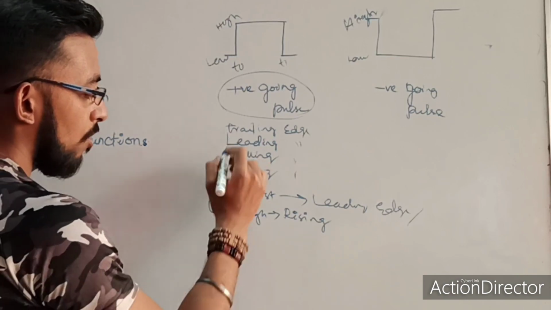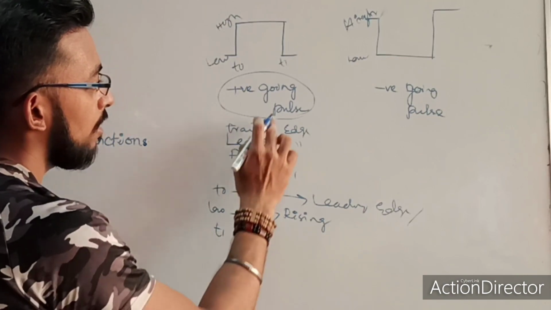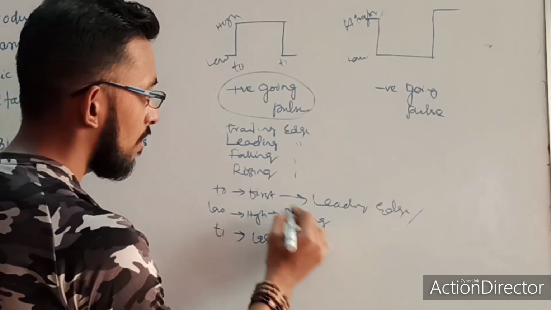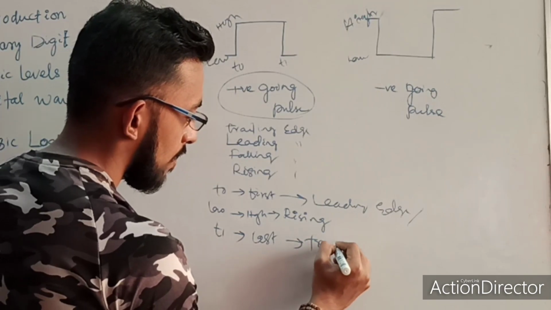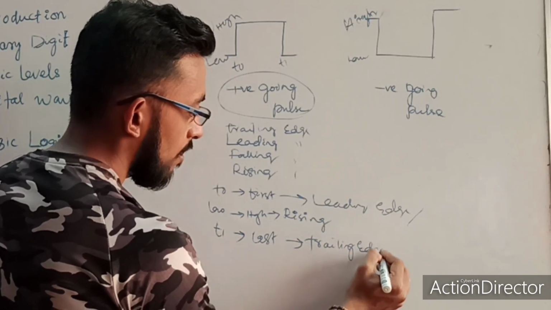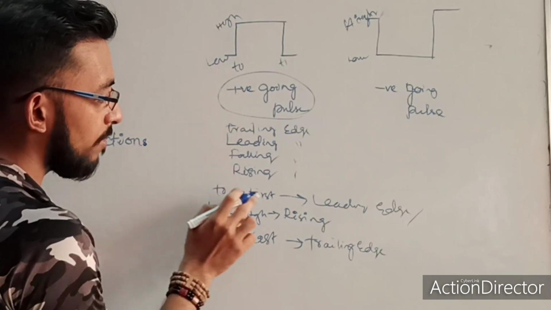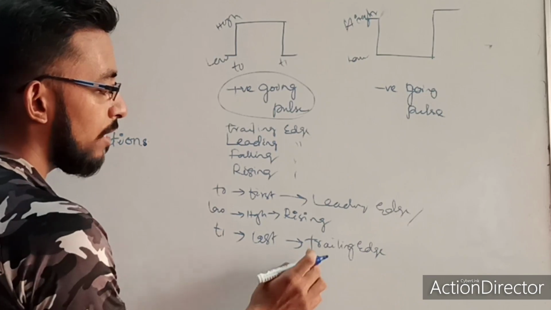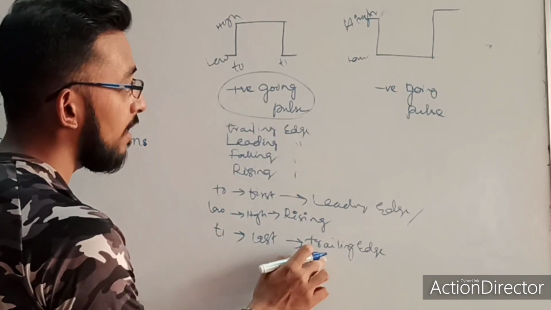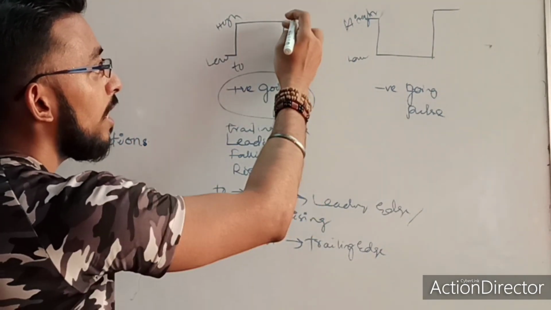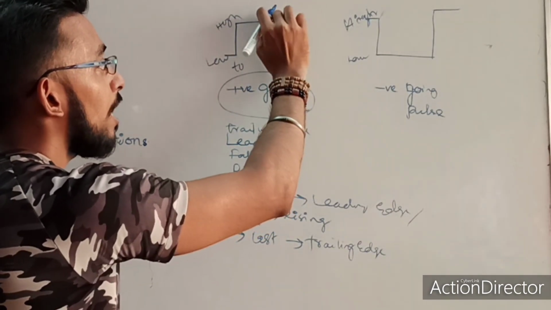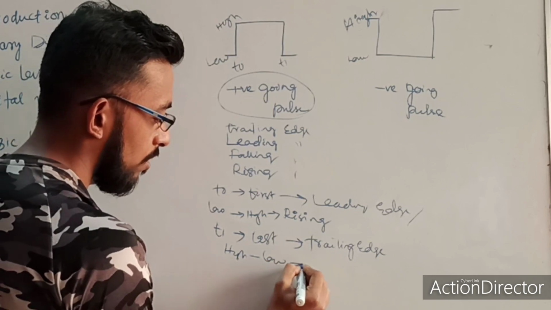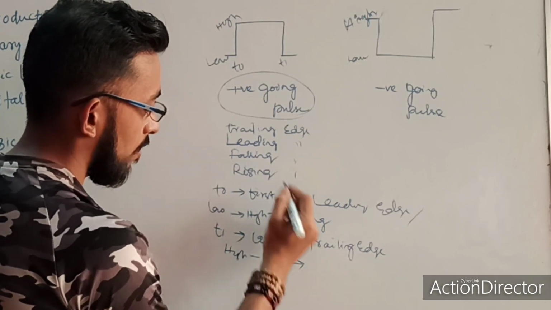Now T1 is coming at last. Since it is coming at last, it is called the trailing edge. Since the one at T0 comes first, that's why it is the leading edge, and the one coming last, after some interval, is called the trailing edge. And in my positive going pulse, this trailing edge is nothing but a falling edge also. Why? It falls from a high value to a low value, that's why it is called the falling edge also.